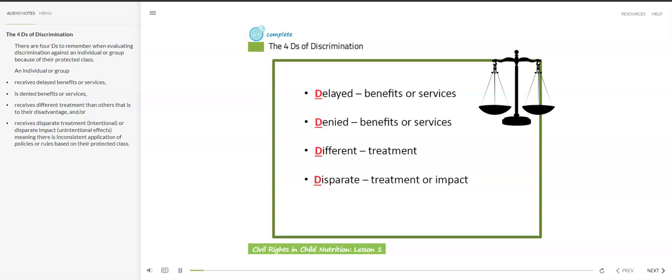The 4 Ds of discrimination. There are 4 Ds to remember when evaluating discrimination against an individual or group because of their protected class. An individual or a group receives delayed benefits or services, is denied benefits or services, receives different treatment than others that is to their disadvantage, and/or receives disparate treatment (intentional) or disparate impact (unintentional effects), meaning there is inconsistent application of policies or rules based on their protected class.